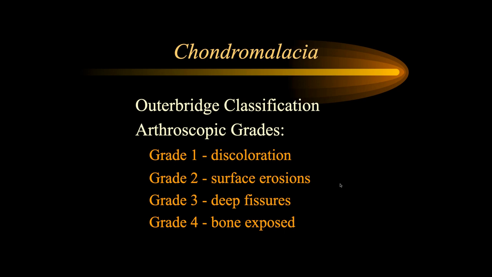So grading chondromalacia. The standard classification system that almost everybody tends to use is the Outerbridge classification, which is really an arthroscopic classification based on grades 1, 2, 3, and 4. One is discoloration and softening, where you probe it, it's a soft area. 2, you have surface erosion. 3, you have deep fissures, but you can't see the underlying bone. In grade 4, you can see the underlying bone is being exposed.